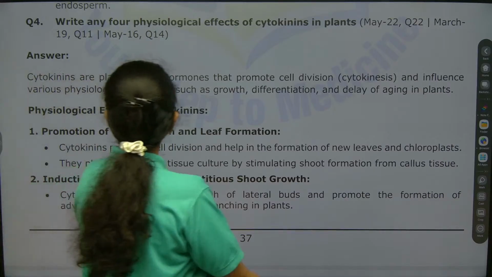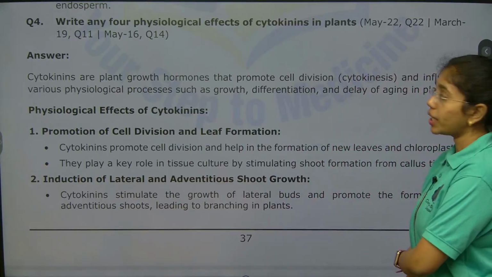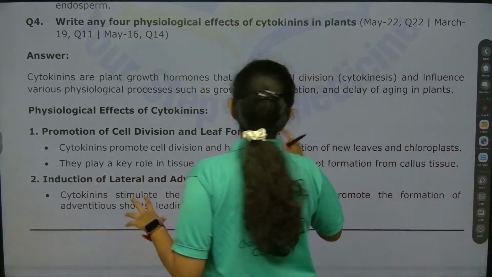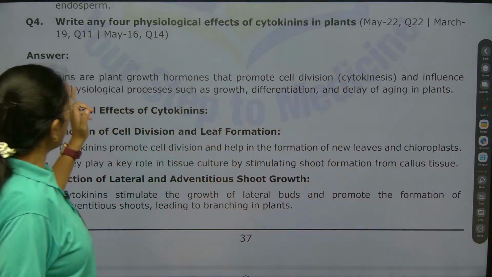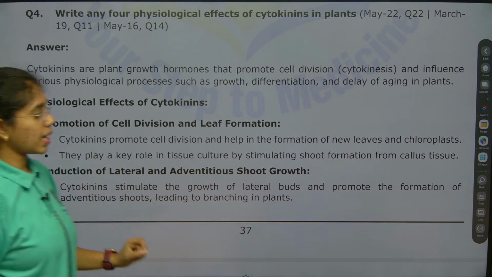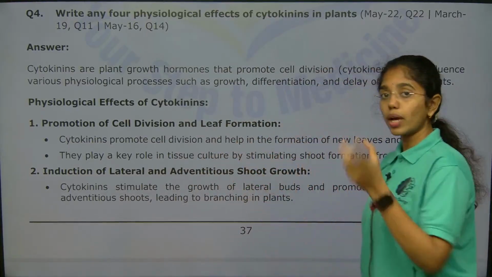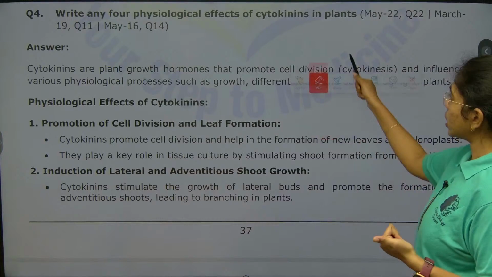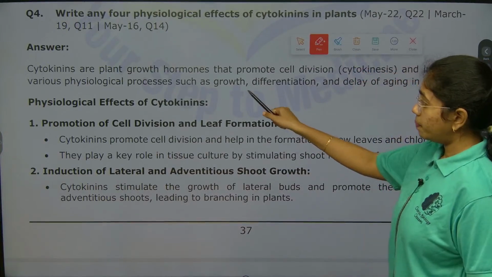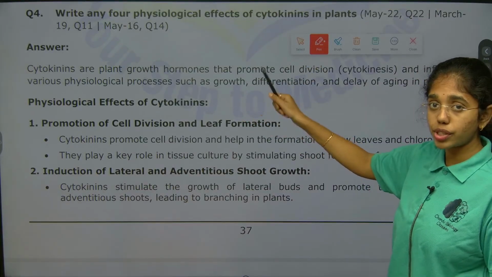Here we go. Write any 4 physiological effects of cytokinins in plants. The question has appeared previously in May 2022, 2019 and 2016. Here we go with the basic explanation. Of course, for any phytohormone, in the beginning you have to explain whether that phytohormone is a plant growth promoter or a plant growth inhibitor, and roughly give out the physiological processes or responses that it gives.